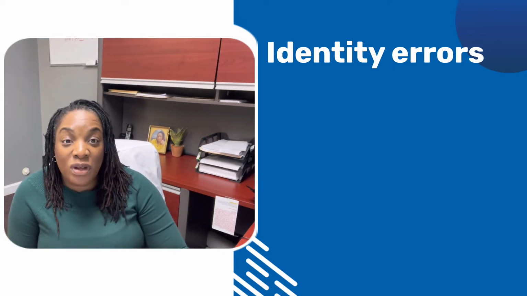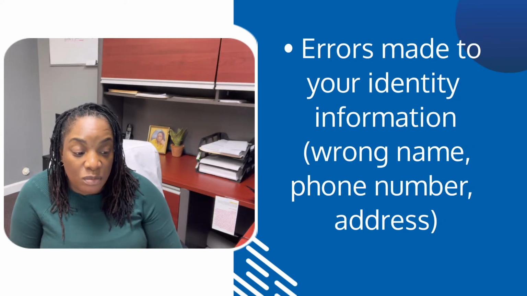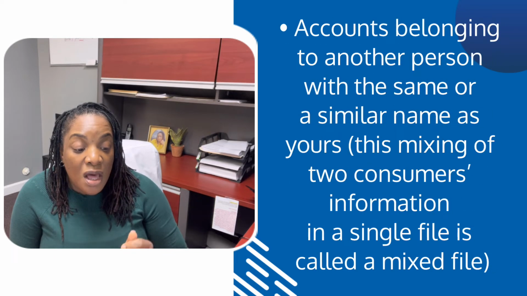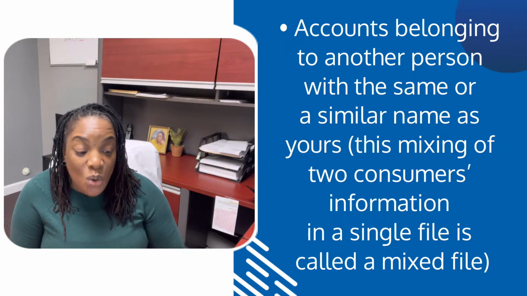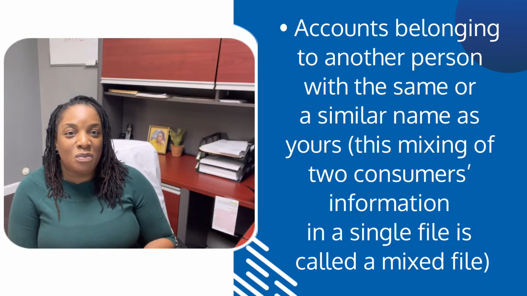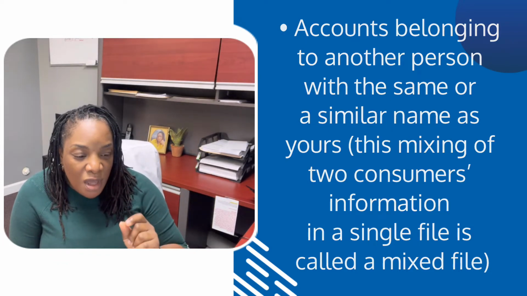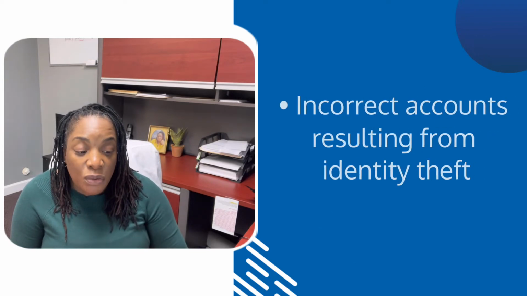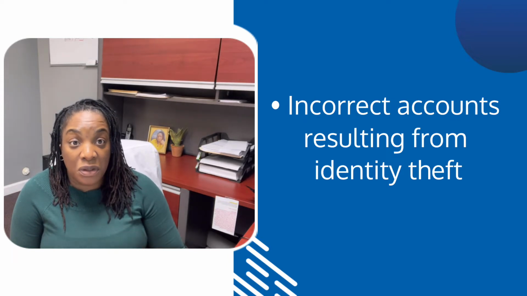Okay? So 3 common mistakes that you'll see on your credit report are errors made to your identity information, such as wrong name, phone number, addresses. Second most common identity errors that you'll see are accounts that belong to another person with the same name or similar name as yours. Believe it or not, that's common. And you would think that your social security number would separate you from anyone else. Common errors, right? And the third thing is incorrect accounts resulting from identity theft. Okay, so that's also very common.